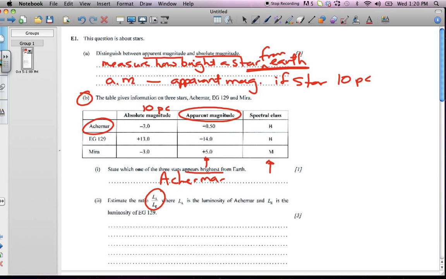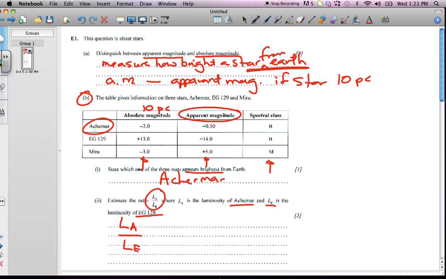Now estimate the ratio of LA to LE. Now LA is the luminosity of Acamar and LE is the luminosity of EG129. Now in doing this, if we want to estimate the luminosities, we would need to use our absolute magnitudes because this gives us an actual indication of how bright the star is and therefore what the actual luminosities are. Now, we've got LA as to LE, and I'll just work on the side here.